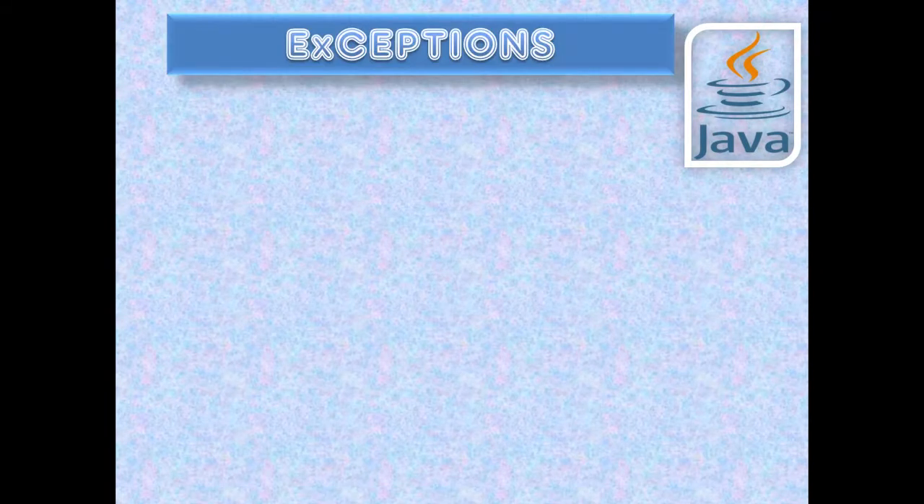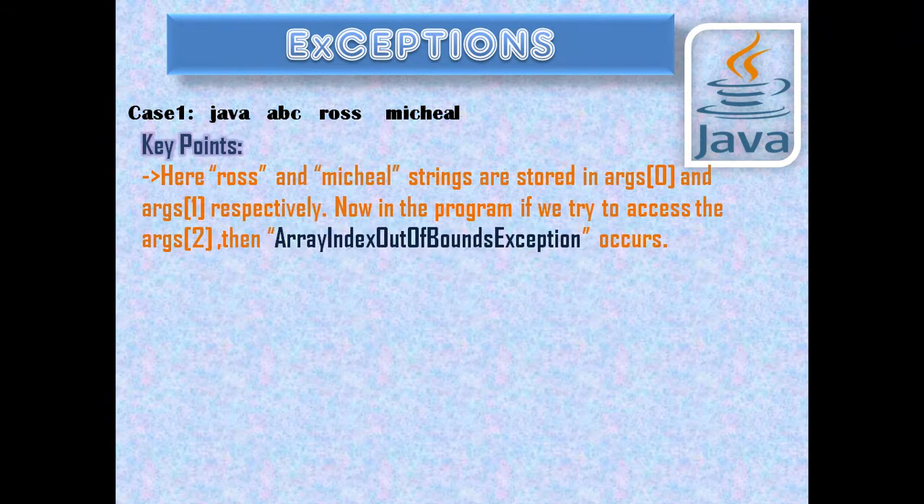Now the exceptions which are possible are, first case, we are giving two arguments belonging to args[0] and args[1], and in the program if we try to access args[2], the exception which occurs is array index out of bounds exception.